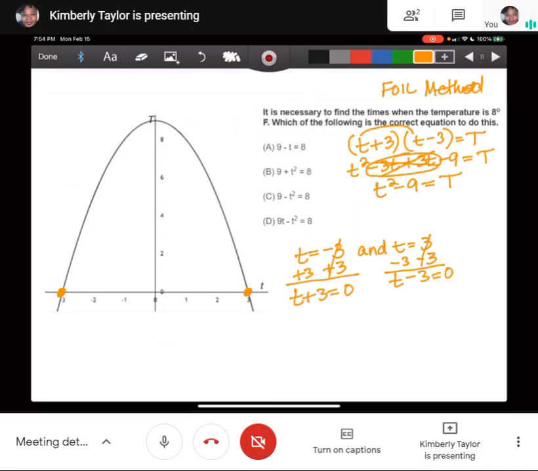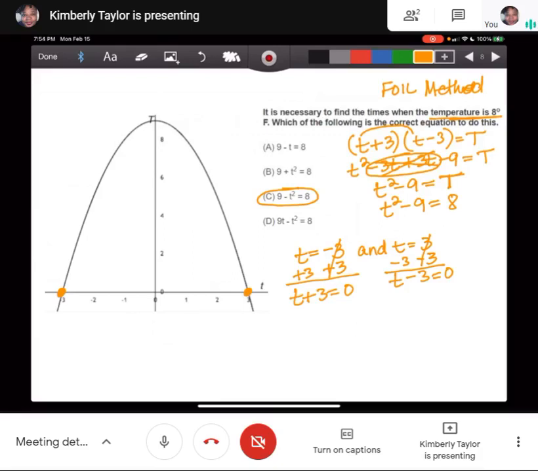Now, they say what happens when the temperature is 8 degrees. So capital T does stand for the temperature. So it'd be t squared minus 9 is equal to 8. Now, with this, they say the answer is C. It looks different from my problem, and I'm not sure why they have it this way, but that is the answer that was on the website. I don't really agree with it.